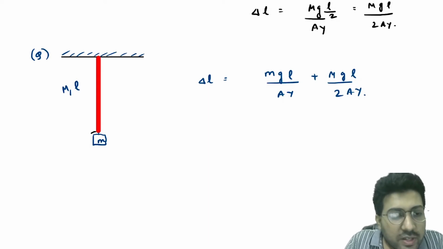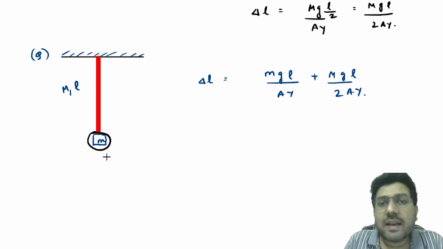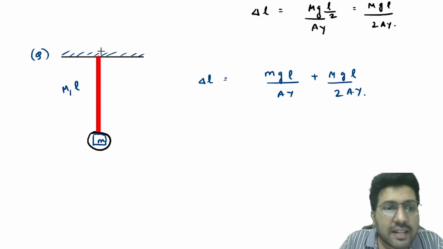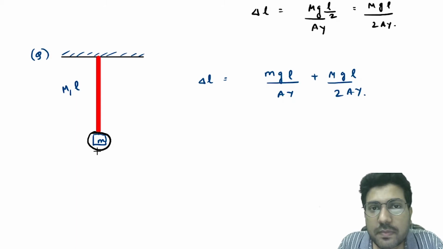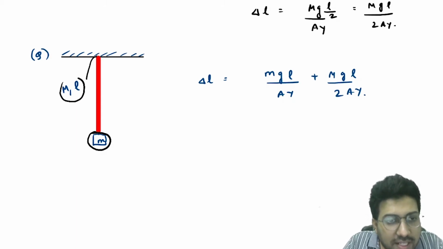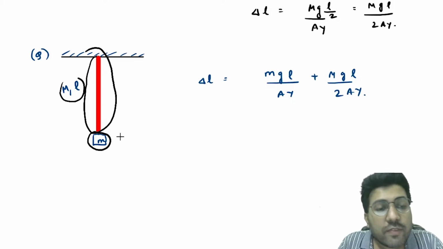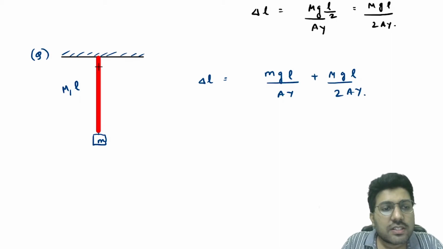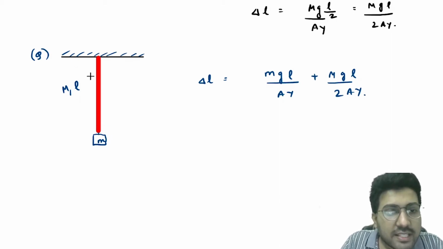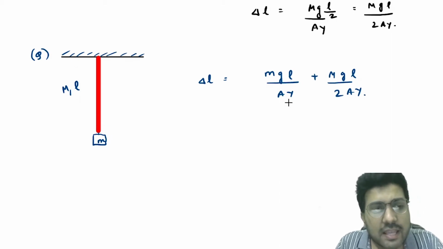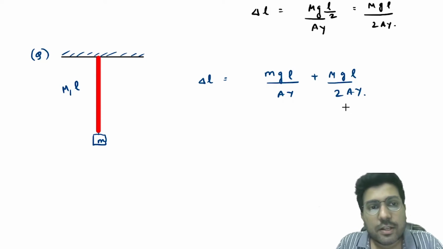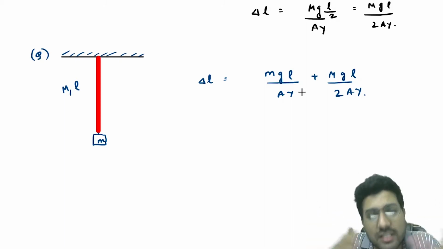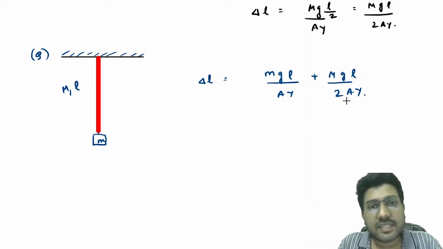See, due to only this, the elongation will be FL by AY, and that will be MgL by AY, because this will produce a tension Mg at every point, small mg. But due to this, we have already calculated the elongation of the rod due to its own weight, that is mgL by 2AY. So the total elongation of this rod will be due to this as well as due to this, and that will be equal to Mg L by AY plus mgL by 2AY. So for the elongation of the rod due to its own weight, you can remember one more shortcut, you just have to divide by 2 in the denominator, that's it.